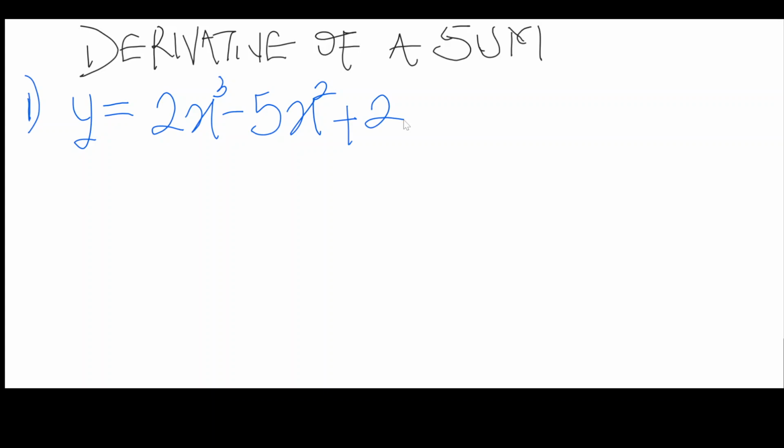Hello everyone, in this video we are going to be looking at the derivative of a sum, and we are going to be looking at a few examples. The first example says we should find the differentiation of y equals 2x to the power of 3 minus 5x squared plus 2. So when we say derivative of a sum, we are going to be given the sum of different functions, and as you can see here, y is the combination of the sum of three different functions. This is the first function here, this is the second function here, while this is the third function here.